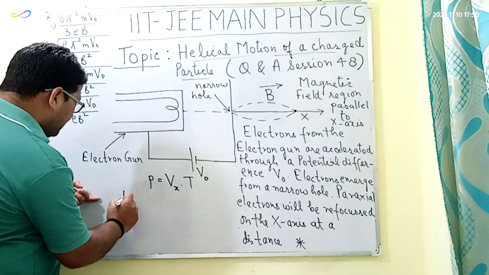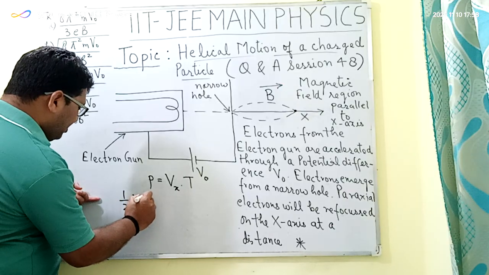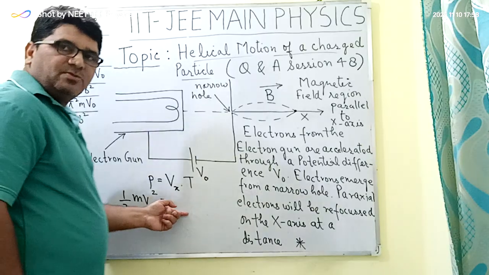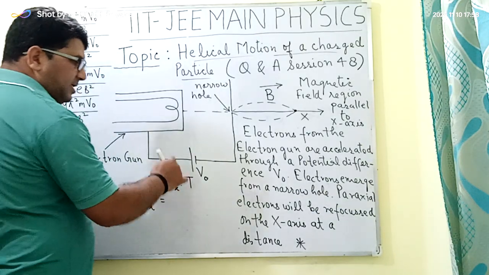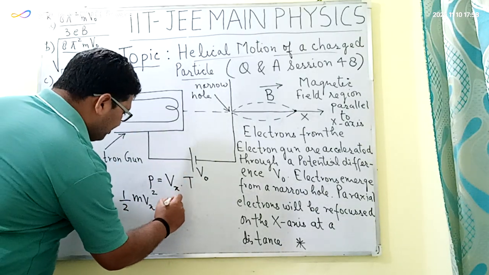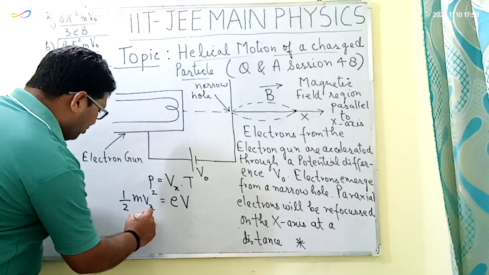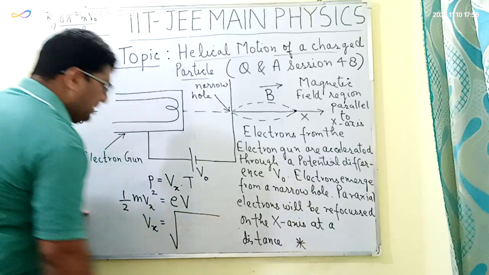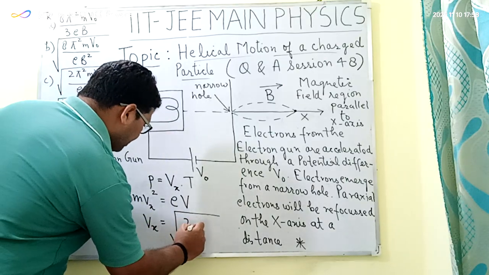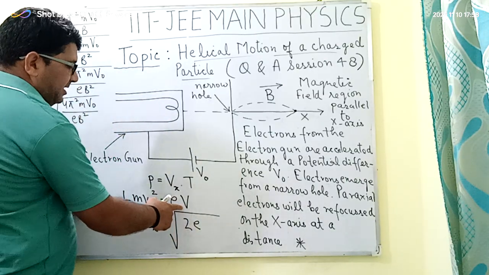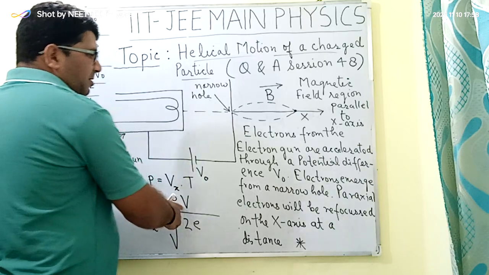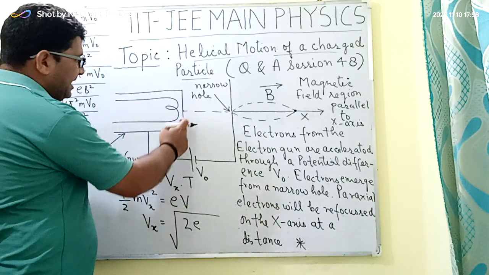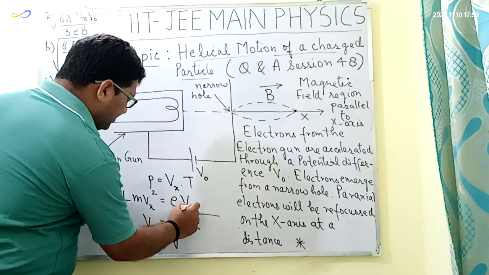So the change in the kinetic energy will be equal to half m Vx square. And the work done is equal to Q into V. Q is the charge on the particle. Here the particle is an electron, so the work done will be equal to e into V. So from here, the velocity of the electron along the x-axis will be equal to the square root of 2eV upon m. Now here V is what? It is the potential difference through which this electron is accelerated. So here it is V0.